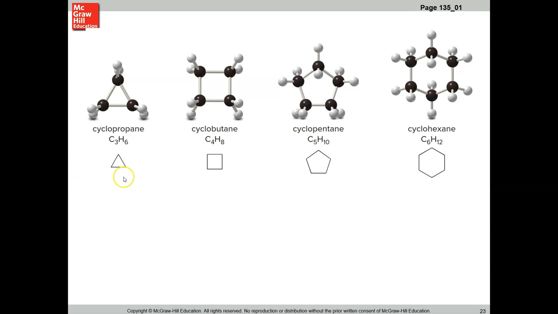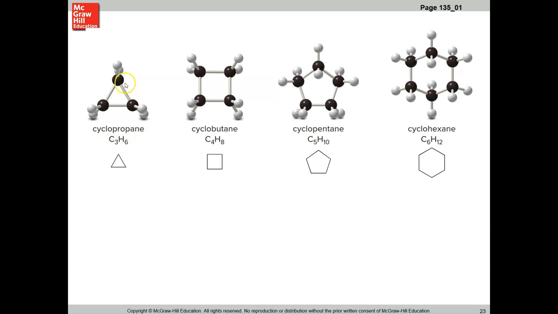We also can talk about things that form rings. So when we go into cyclopropane, remember the 3 carbon chain: we start with methyl is 1, ethyl is 2, propyl is 3. Propane, with the A-N-E ending, means that it has single bonds only. There are no double bonds. So propane would be a straight chain carbon.